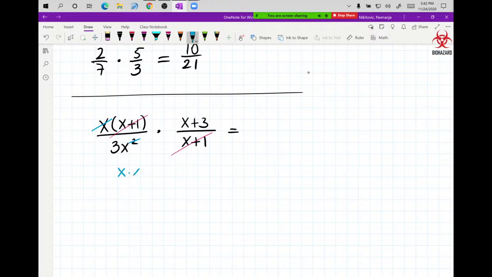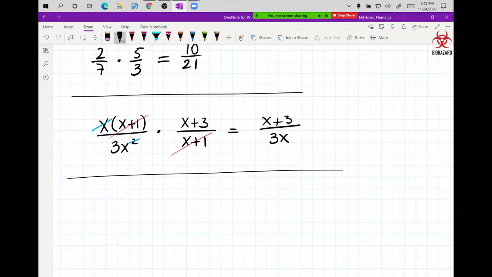When you have x squared, it's x times x. So when you cancel one of the x's, only a single x stays, which is why we can just cancel that square up there, which kills off an x. So now what's left? It's x plus 3 divided by 3x. And we're done. There's nothing else that can be done.